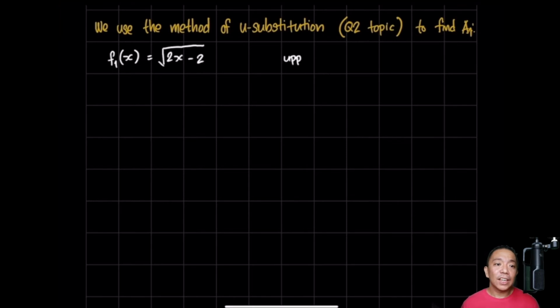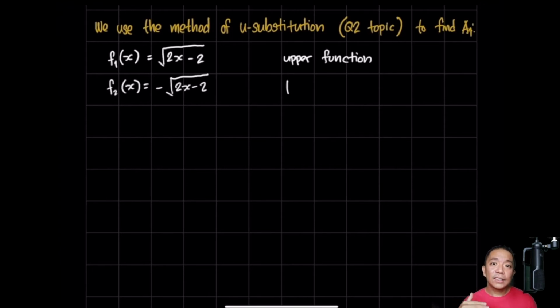So, first, ano si f sub 1 of x? Di ba y squared is equal to 2x minus 2? So, f sub 1 of x must be equal to square root of 2x minus 2, yung upper parabola natin, which will be our upper function. Si f sub 2 of x, this will be given by negative square root of 2x minus 2, the lower semi-parabola, which will be our lower function. And let's set up our integral.